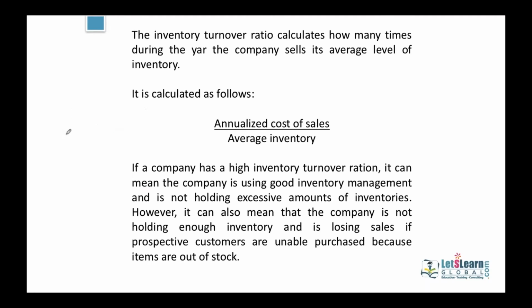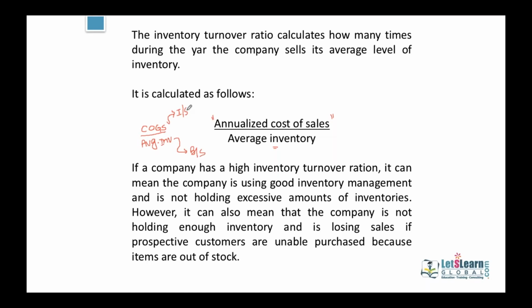So we calculate inventory turnover ratio by using the formula cost of goods sold divided by average inventory. You can write a formula cost of goods sold divided by average inventory. Remember, cost of goods sold you get from income statement, and average inventory you will get it from balance sheet, that is statement of financial position.